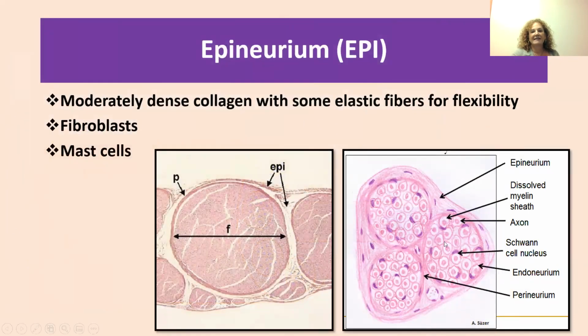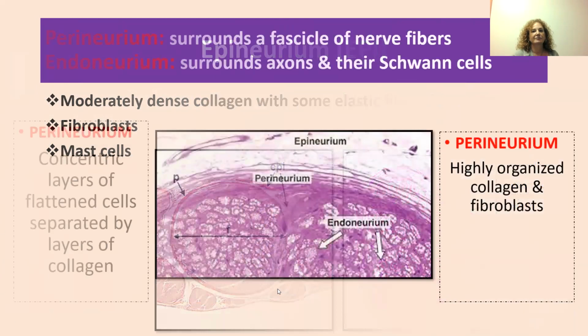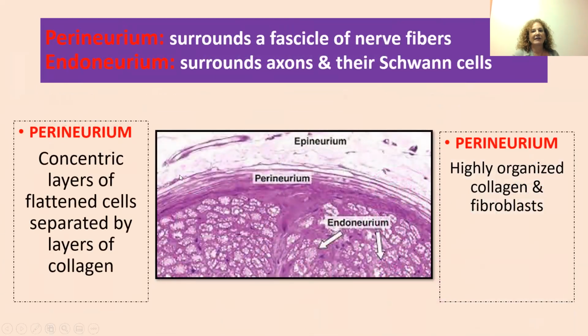Okay, here again is the epineurium surrounding each fascicle of the nerve tissue. Again, covering the entire nerve tissue or nerve trunk is the epineurium. Surrounding each individual fascicle, you see perineurium, and surrounding each individual axon, you'll find the endoneurium.